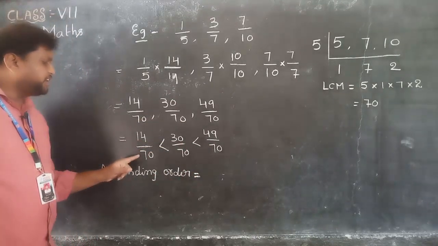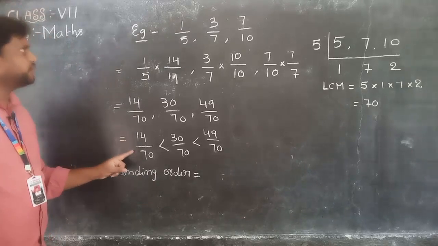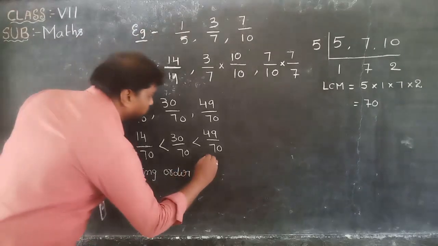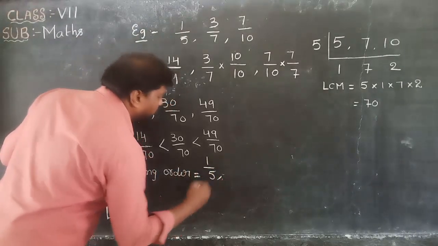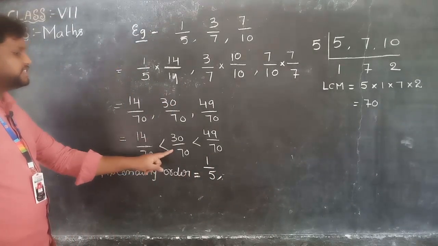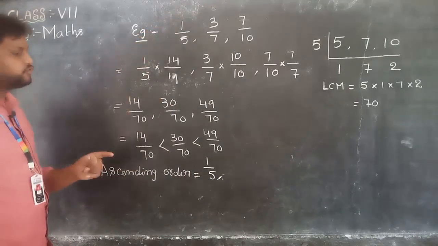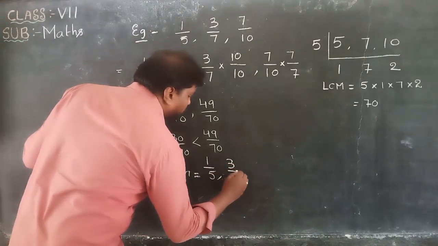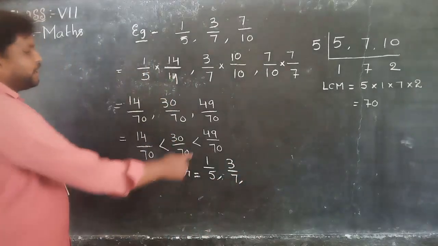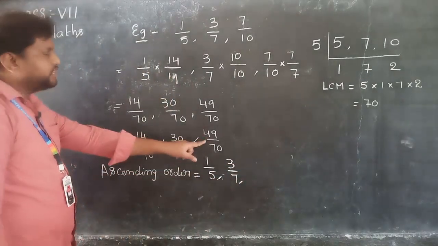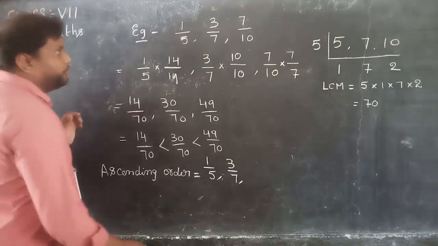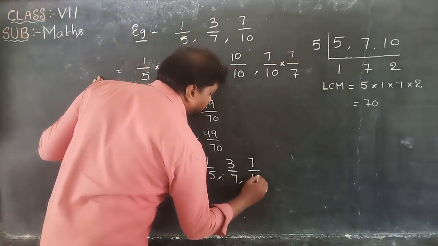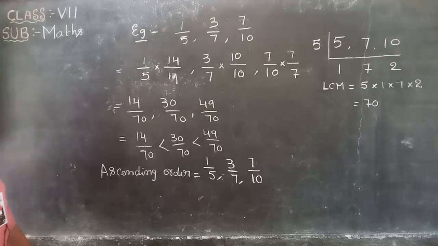Okay, like that, 14 is the smallest value. In that, 14 by 70, what is the first value? 1 by 5, comma, 30 by 70 is the second value, which is 3 by 7, comma, 49 by 70. 49 by 70 is nothing but the third value, which means 7 by 10. This is the ascending order.